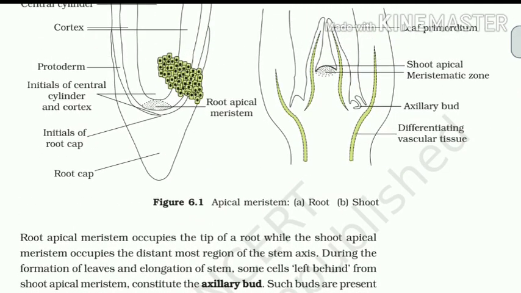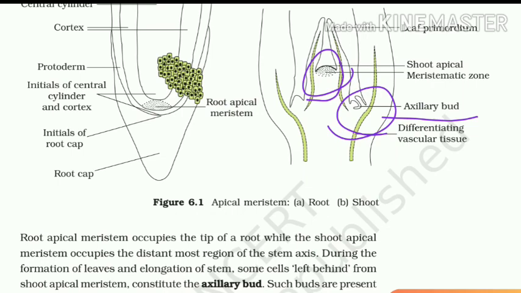Some active cells are left behind in this portion, which is said to be the axillary bud. What is the function of the axillary bud? Its function is to develop or promote branches as well as flowers. So guys, this is about apical meristem.